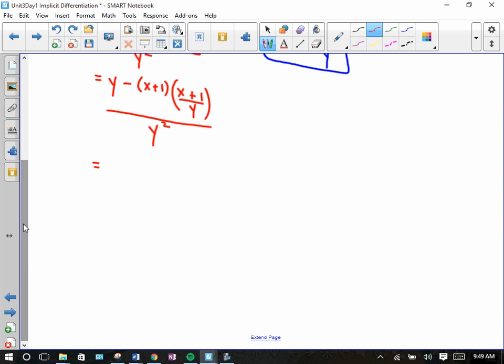So let's see what we can do here to simplify that. That's going to be y minus (x + 1) squared divided by y, all divided by y squared.